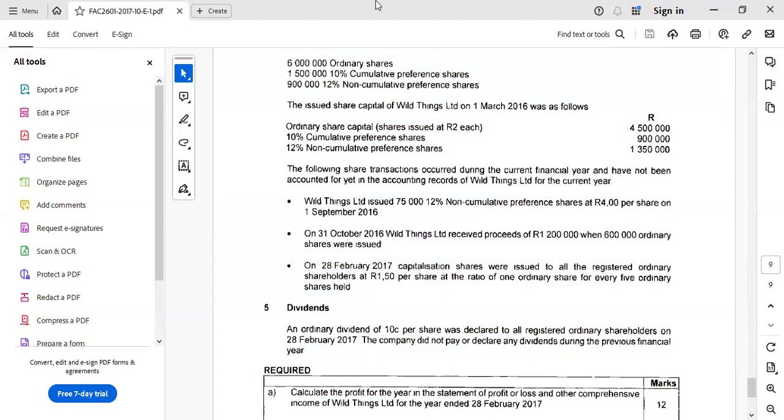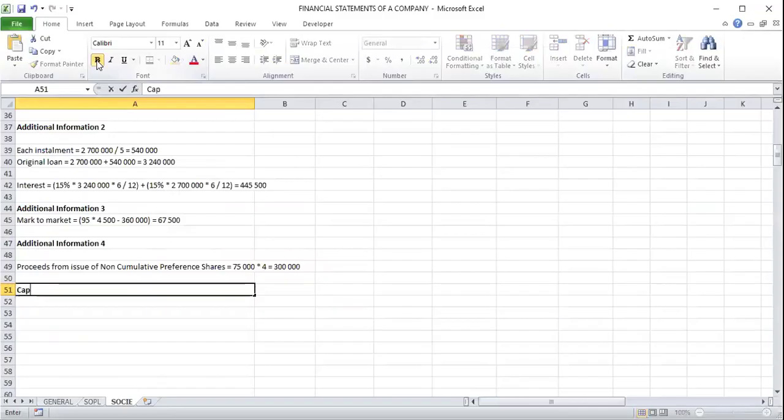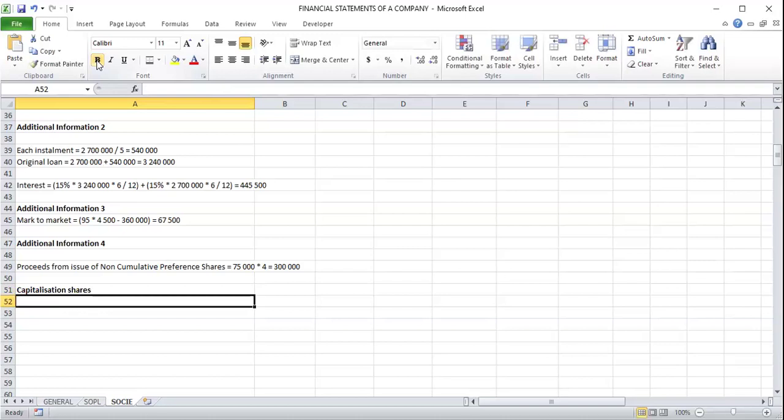We'll have our capitalization shares. When they say capitalization shares, these are shares that are issued to existing shareholders for free. That means they don't have to pay for those shares. Now, you first have to calculate the number of shares in issue prior to capitalization.